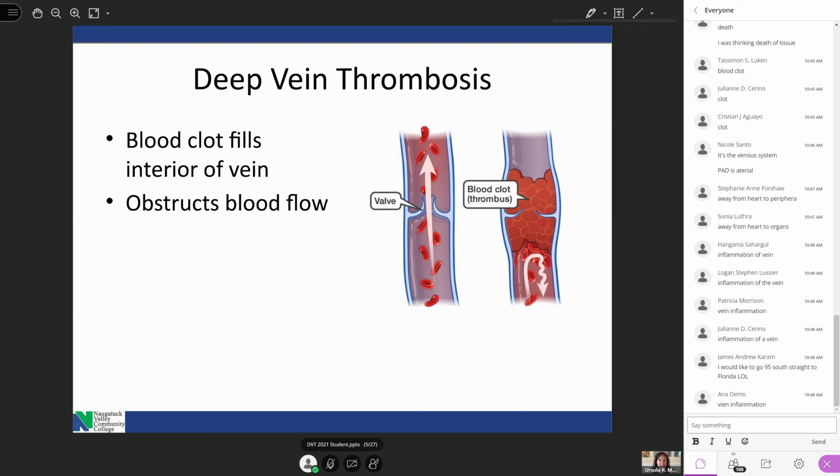So what is a deep vein thrombosis? This is a situation where a blood clot fills the interior of the vein.